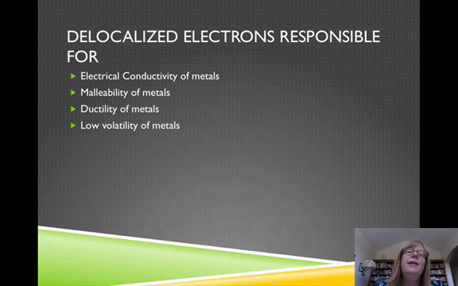All right, so thinking about the physical properties of metals, the delocalized electrons explain a lot. First of all, metals, we know, are good conductors of electricity. And that's because of, here is Zeus again, he always photobombs us, that is because of the sea of electrons. Also, metals are malleable and they're ductile and they have low volatility. And all of these physical properties of metals are due to the delocalized electrons.